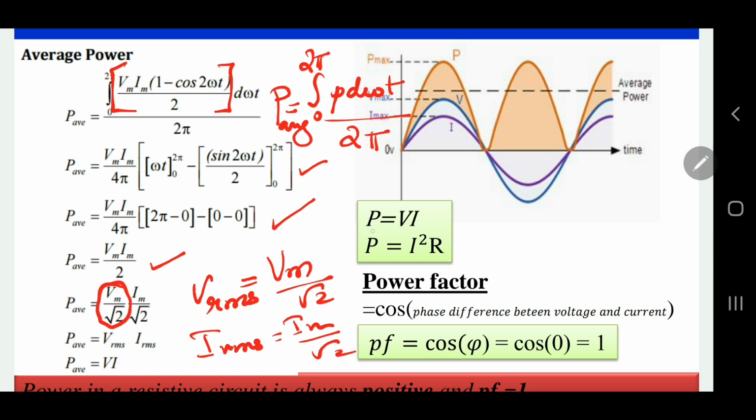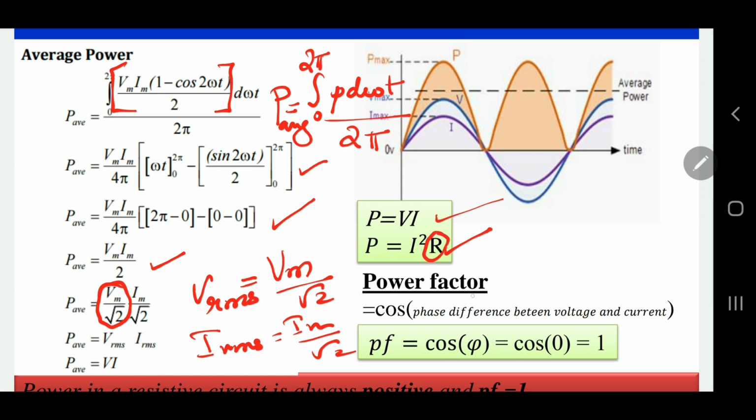Now, what about the power equation? The answer we obtained is V into I. Instead of voltage, we can substitute using Ohm's law, IR. Then you will get the expression P is equal to I square R. So both these equations can be used for finding the average power in the case of a pure resistor. But you have to keep in mind that all of these are RMS values except the resistor.